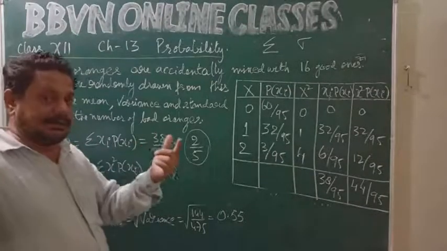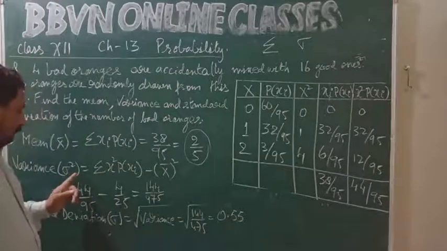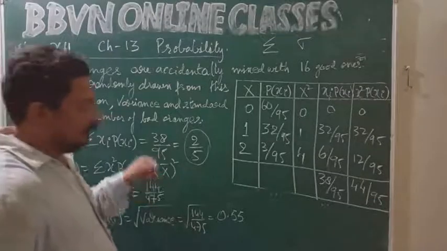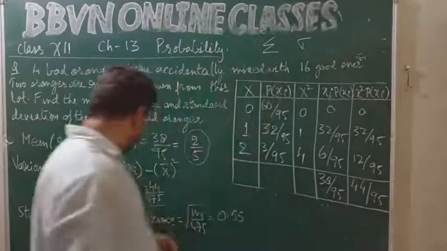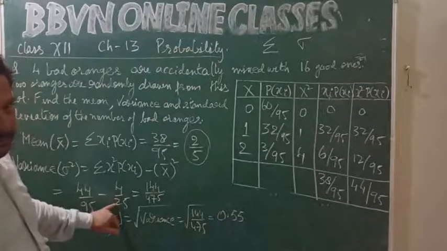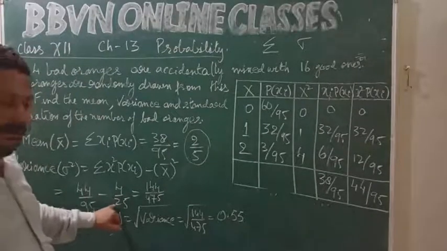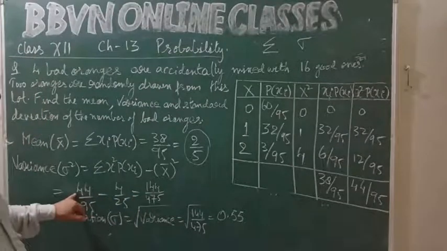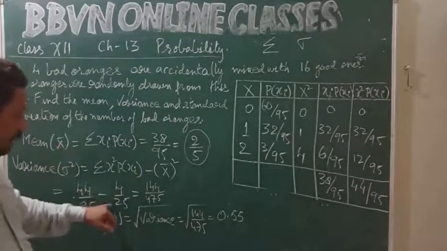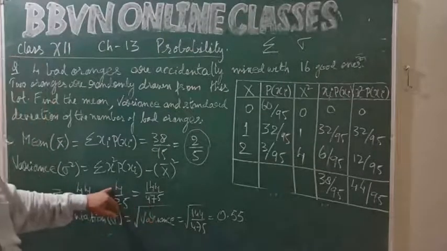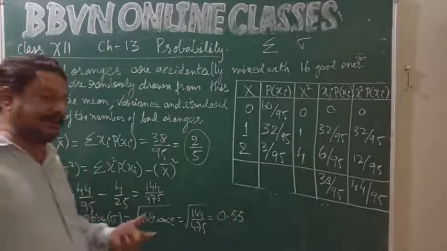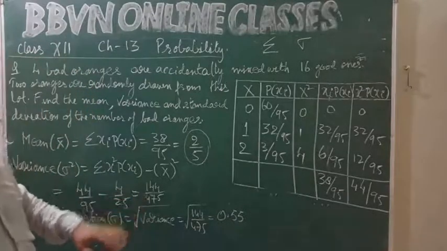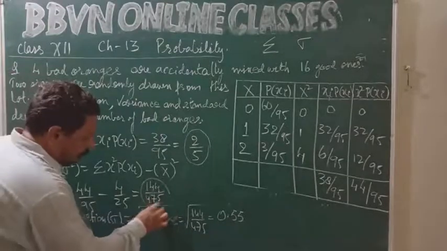Even 11th class statistics, remember. So variance is sigma x square P of xi minus the square of the mean. So this is 44 upon 95 minus 4 upon 25. 95 and 25 LCM taken 475. So 95 goes 5 times, 5 into 44, 220. Minus 25 goes 19 times, 19 into 4, 76. 220 minus 76 is 144 upon 475. This is standard deviation. Sorry, this is variance.